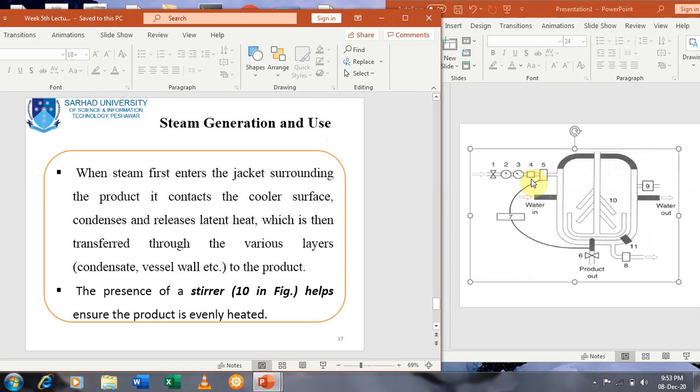When steam first enters the jacket surrounding the product, it contacts the cooler surface, condenses and releases latent heat that gets contained, which is then transferred through the various layers, that is condensate, whistle valve, etc., to the product, and the presence of the stirrer, that is 10 in the figure, helps ensure the product is evenly heated.